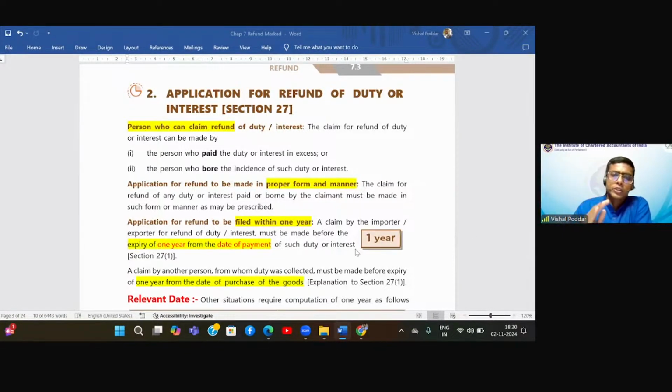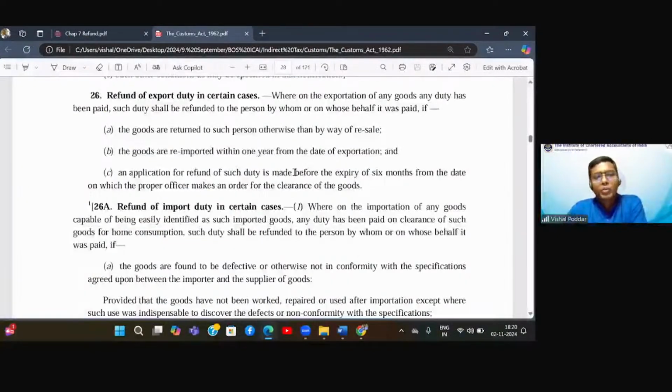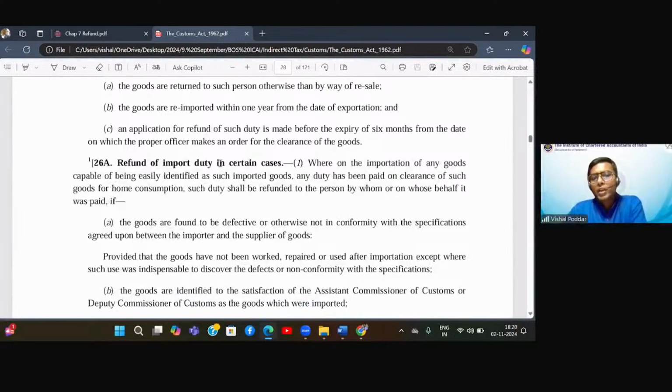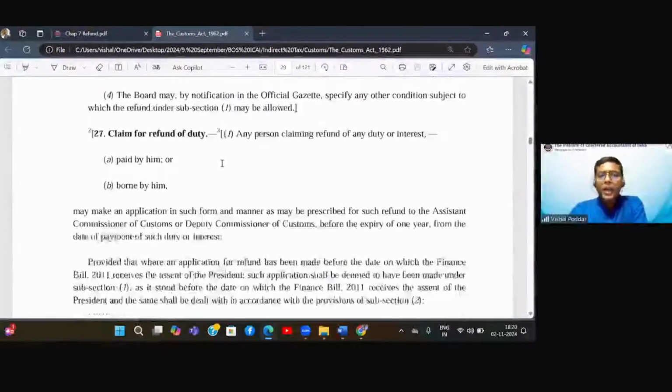Now the section which is applicable for refund is section 26. I'll just show you the bare law also for your reference. So we have section 26, refund of export duty. Then we have section 26A, refund of import duty. And then we have the procedure for claiming this refund, which is under section 27. So broadly, these are the only three sections which we are going to discuss.